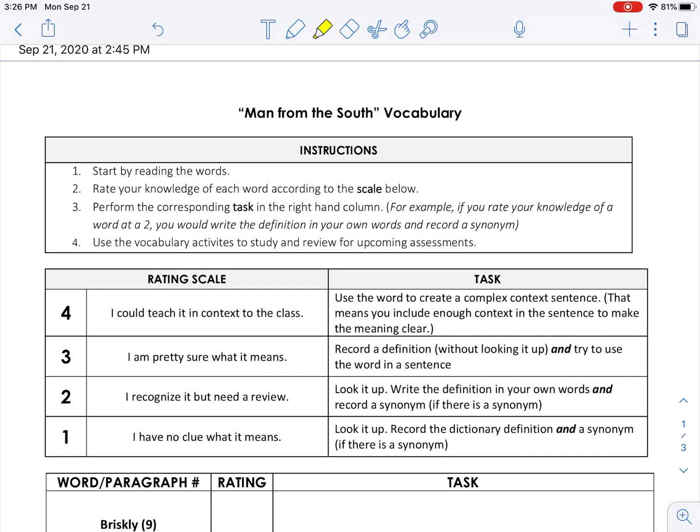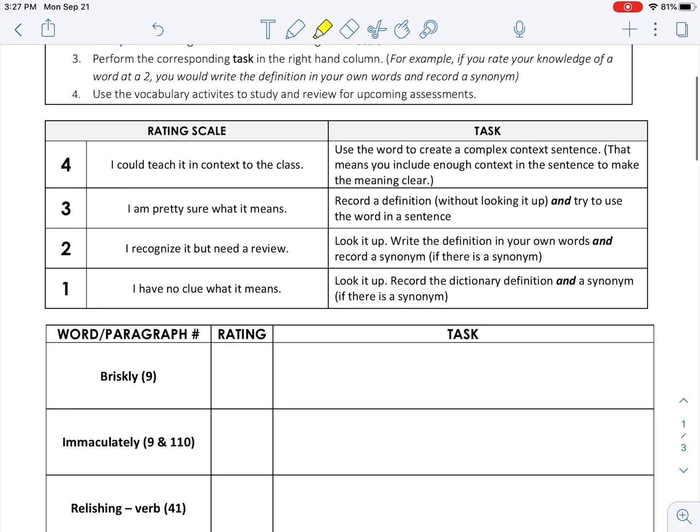Hello, everyone. I'm here to teach you about how to do vocabulary in this class because this type of vocabulary exercise is something we will do more than one time. So, of course, we're going to start by reading the instructions. We're going to read through the words first without necessarily doing anything other than rating our knowledge of each of the words using this scale.